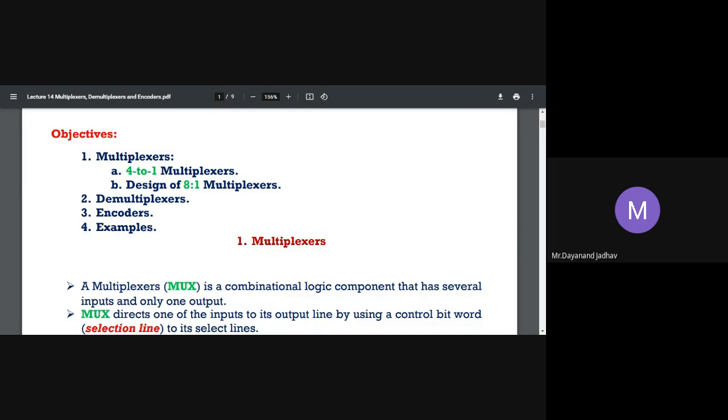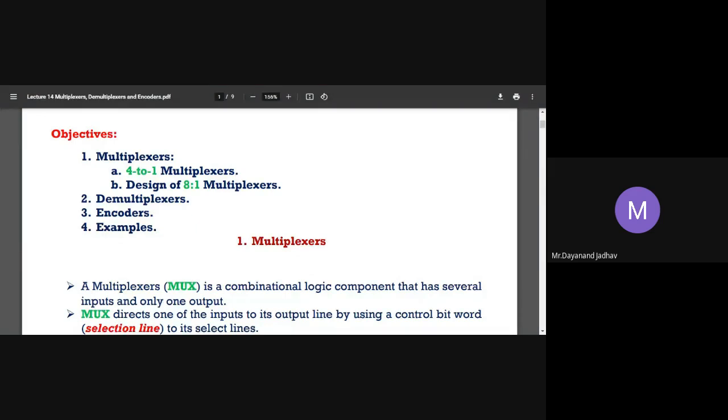Here for the full adder, when we add three bits, A, B, C in, then what about the sum and carry? And when we consider the half subtractor, then we have to subtract the two bits. When we consider the full subtractor, then we have to subtract the three bits. These are all combinational circuits.